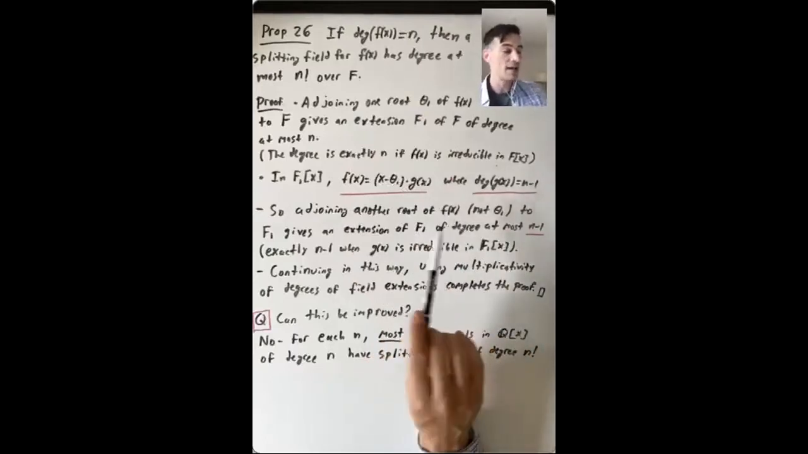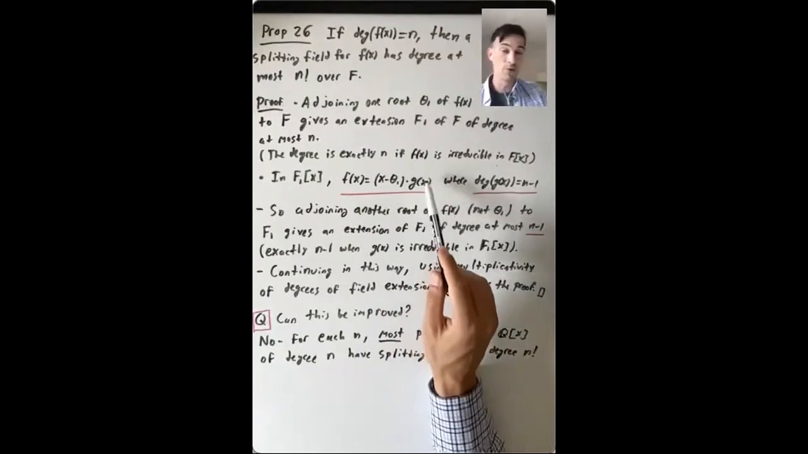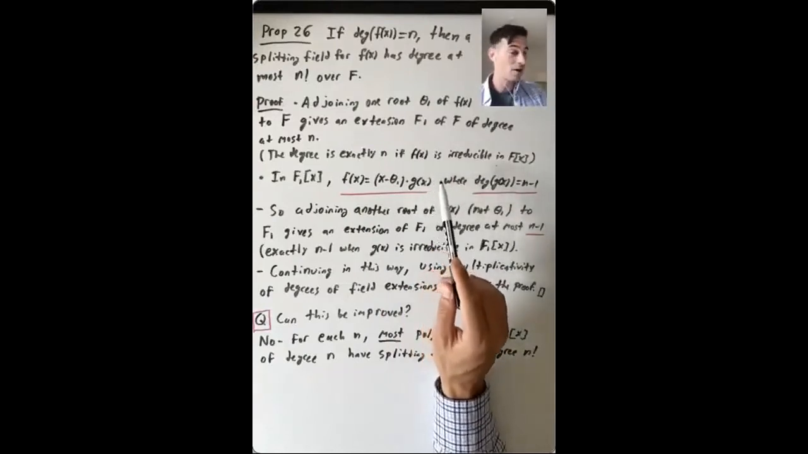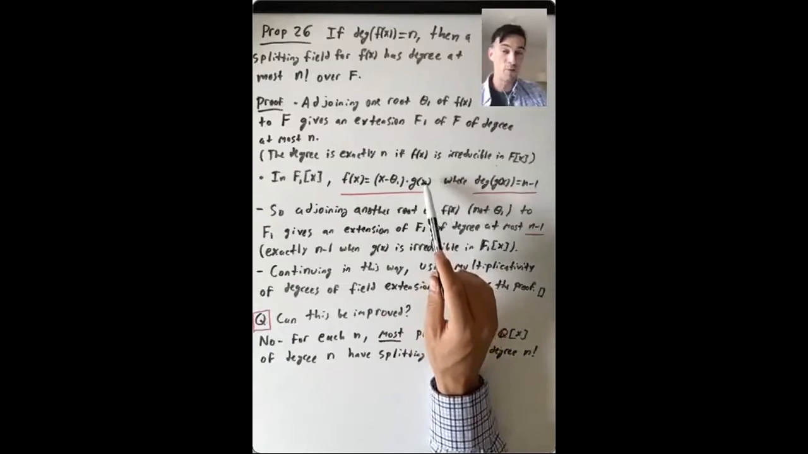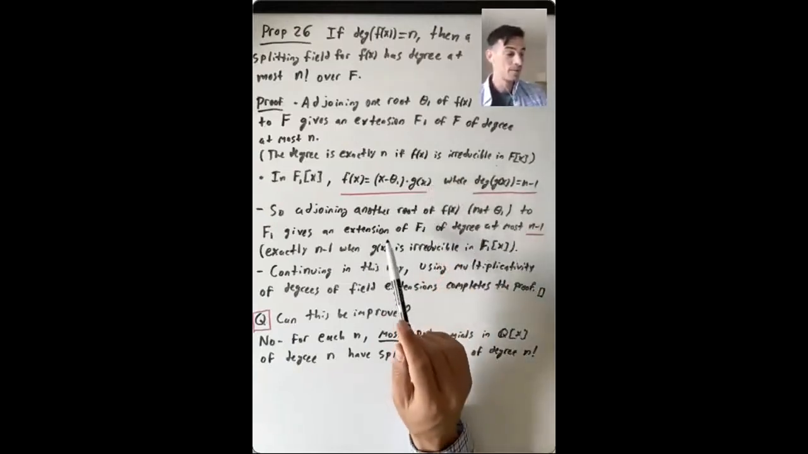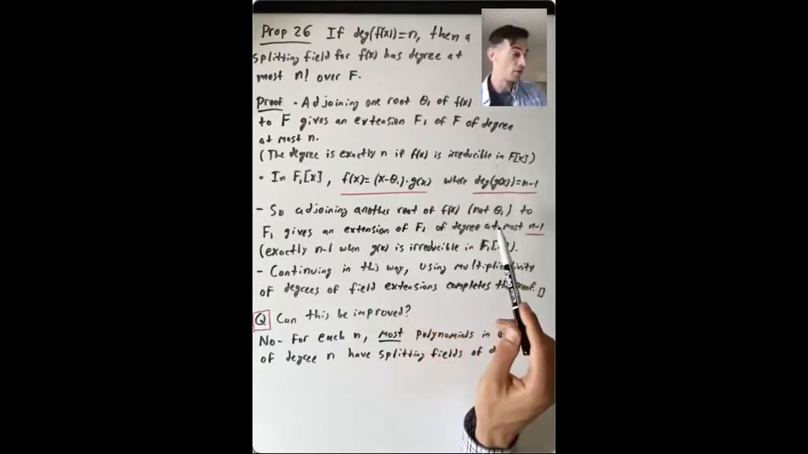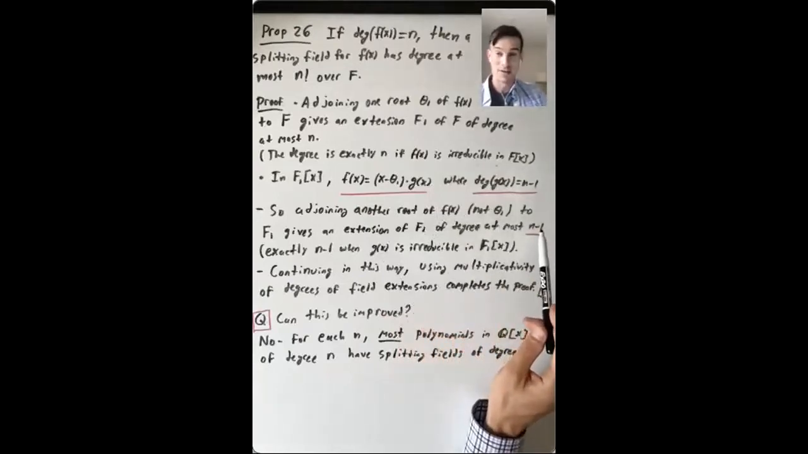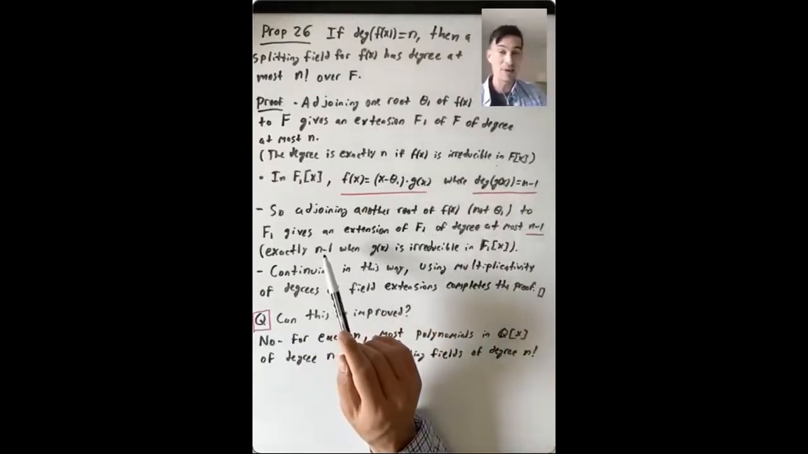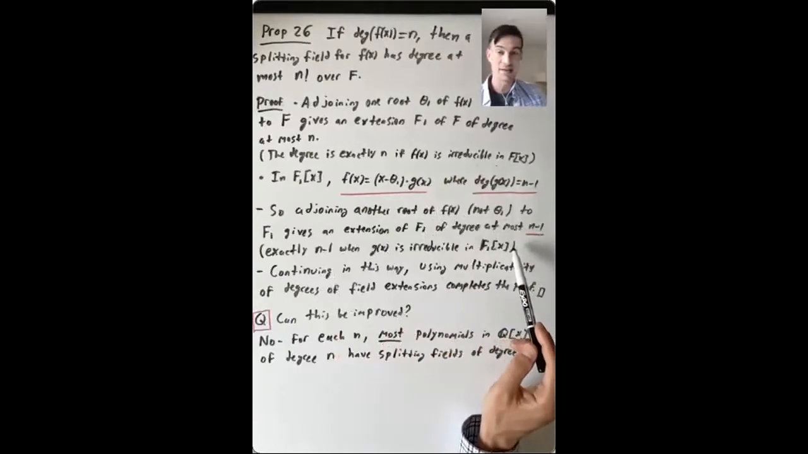But in any other case, there's another root of f(x) to adjoin. That's going to be a root of g(x). And now we're finding an extension of F1 in which this polynomial of degree n minus 1 has a root. And this gives an extension of F1, you could call it F2, of degree at most n minus 1. And when is that degree exactly n minus 1? When this polynomial g(x) is irreducible in F1[x].